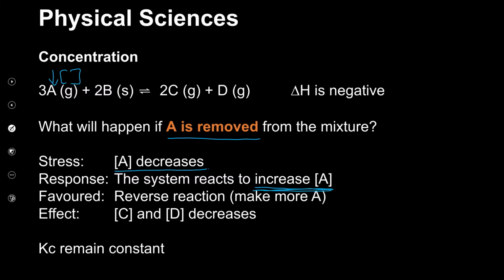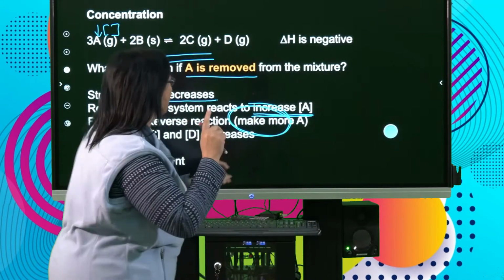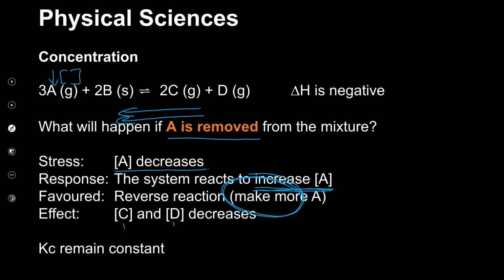So how will the system get more of the substance? It means that the system will have to make more of A. How will we make more of A? We need to favor the reverse reaction, because if we favor the reverse reaction, we will use C and D to make more A. And we need to remember we've used C and D, so the concentration of C and D will decrease after equilibrium is reinstated. That's the effect after the equilibrium. What will happen to Kc? Kc is only affected by temperature, so Kc will remain constant.